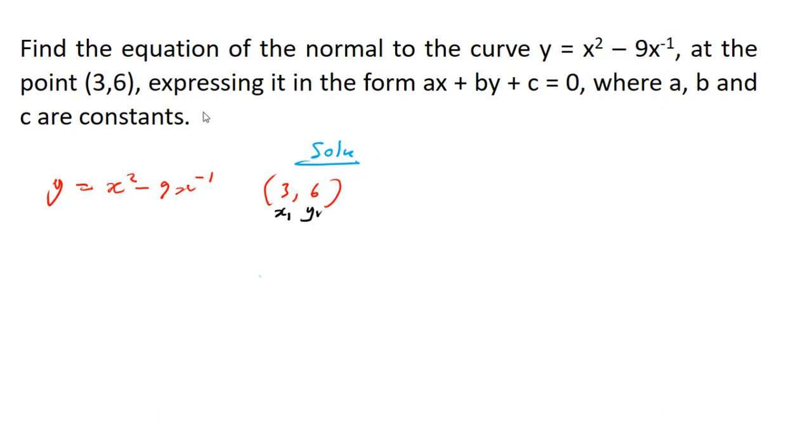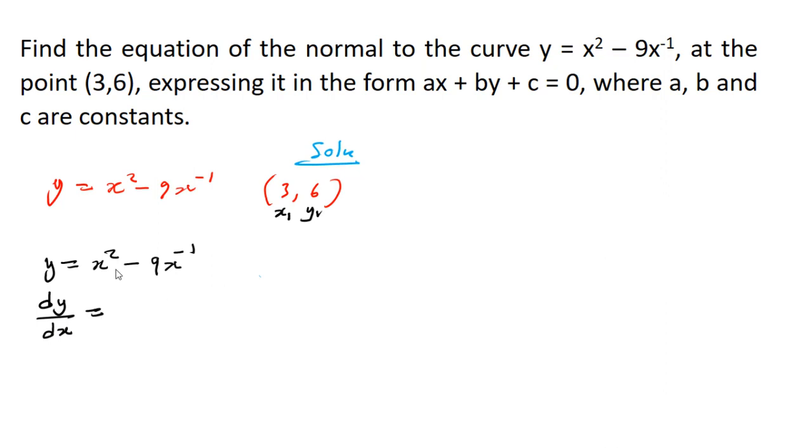Okay, so for us to find the equation of the normal, we first need to find the gradient of the curve. Now for us to find the gradient of the curve, we need to find the gradient function. So we have y is equal to x squared minus 9x to the power -1. So you're going to find the gradient function. The gradient function is just dy dx.